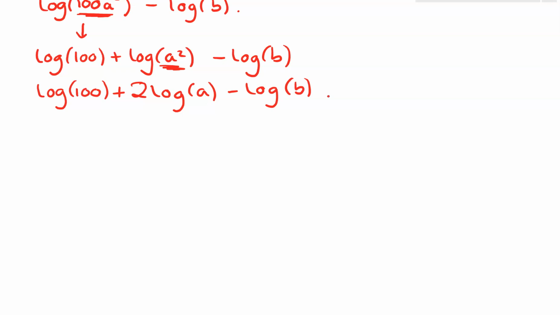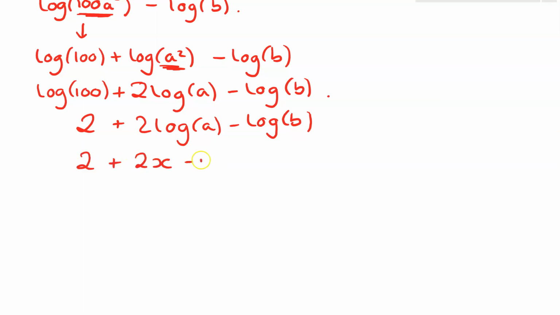Now remember, if we don't have a number written as a base, we assume that it's base 10. So log of 100, with what power of 10 gives me 100, that's worth 2. Don't know this, and I don't know this, but I am told that log of a is x, and log of b is y. So I'm going to end up with 2 plus 2x minus y. There we go. All my logs have disappeared, it's just in x's and y's.